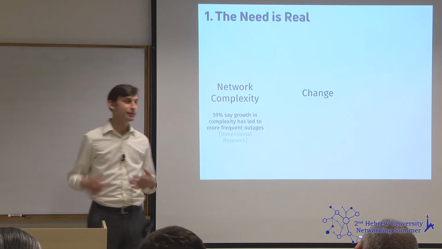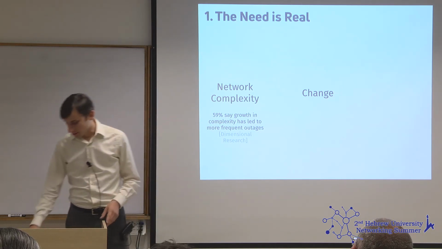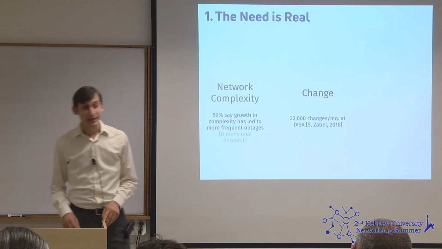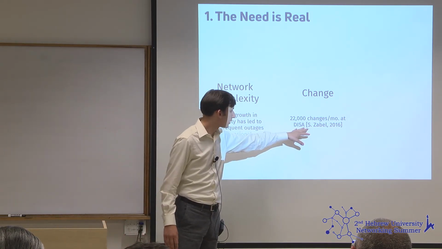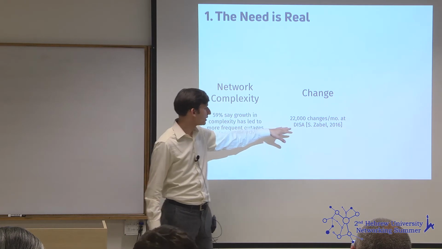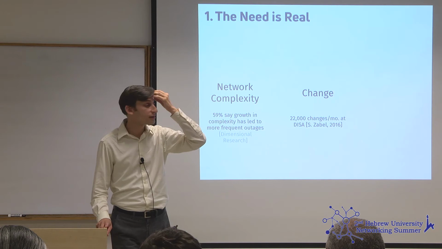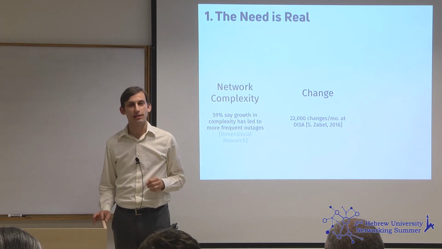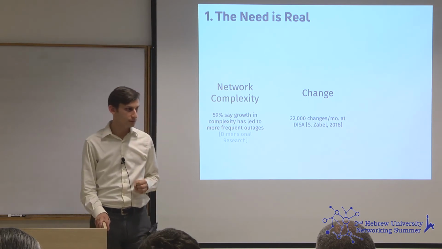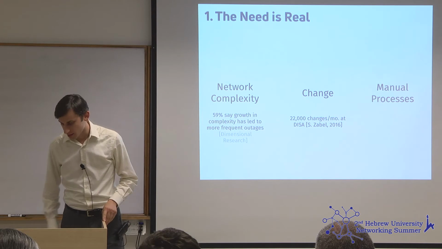Second is change. Humans making changes to a complex infrastructure. That's often when the problems arise. They can be very frequent changes. So DISA, the service provider for the Department of Defense, mentioned in a talk that they have 22,000 changes to the network per month. So with this rate of dynamics, of course, things can go wrong.